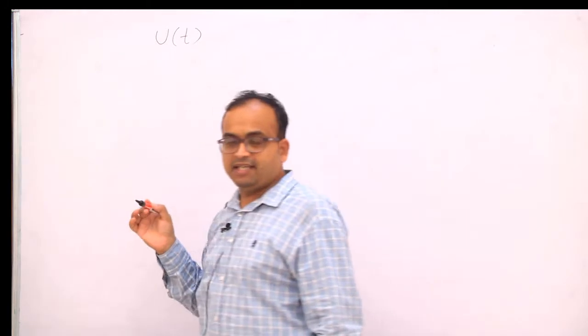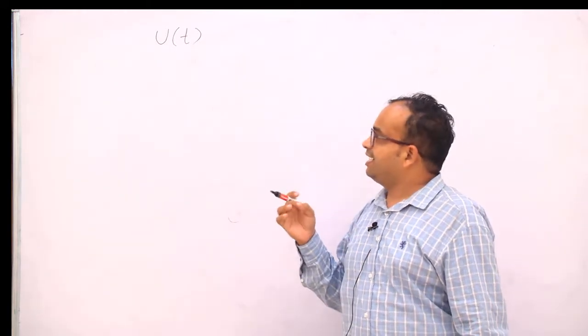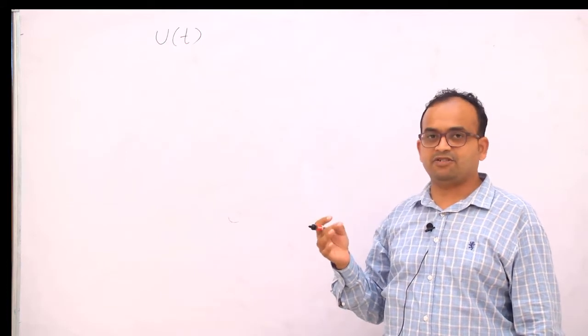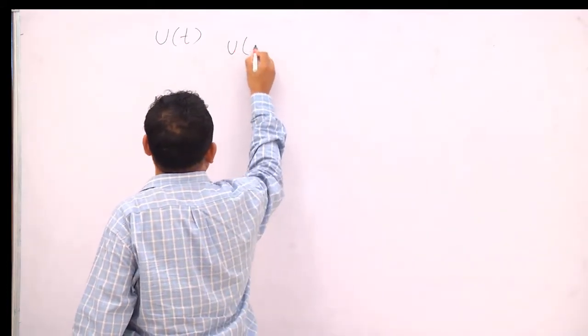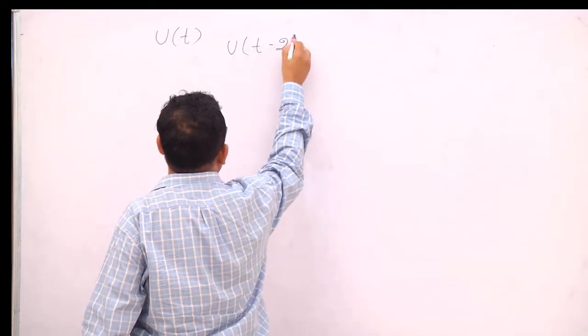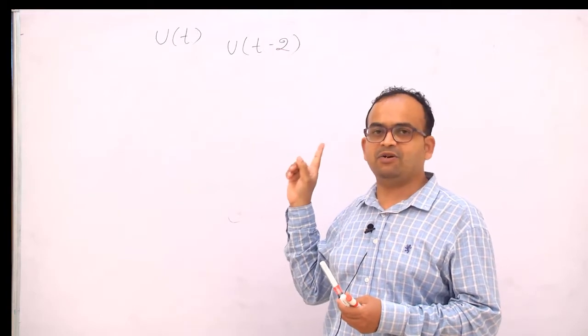What is u of t? U of t is known as a unit step signal, right? So now let's say I have to find out the basic operation on u of t. Like, let's say I have to find out the value of u of t minus 2. What are we doing here? We are doing the shifting on the time domain, right?